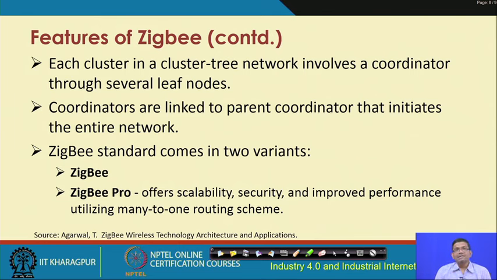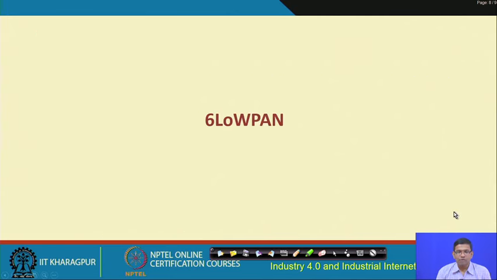The Zigbee standard comes in two variants. One is the regular Zigbee, and then there is the Pro variant, Zigbee Pro, which is attractive because it offers better scalability. That means you will have better range, and the scalability of the system can be improved. Zigbee Pro also offers better security and improved performance, utilizing a many to one routing scheme and so on. So, these are the different variants of Zigbee modules that can be there.